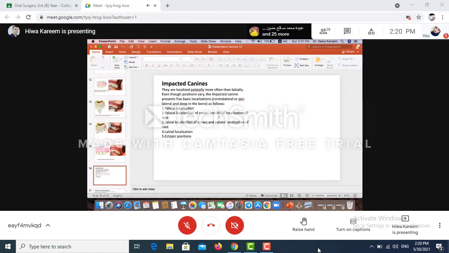The classification of the canine position: palatal localization of the crown and labial localization of the root, meaning the crown is positioned palatally and the root is located labially, or the opposite, labial localization of the crown and palatal localization of the root, or labial localization, or ectopic position.